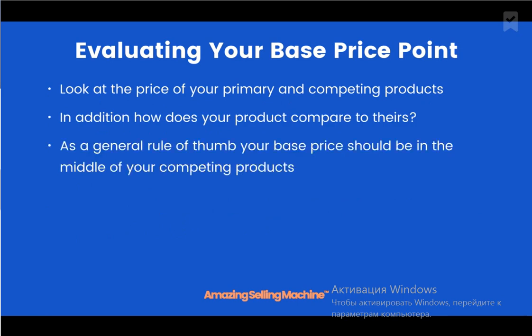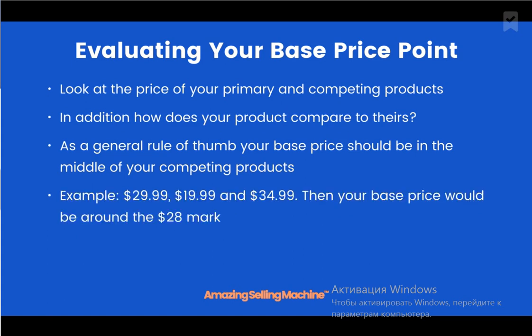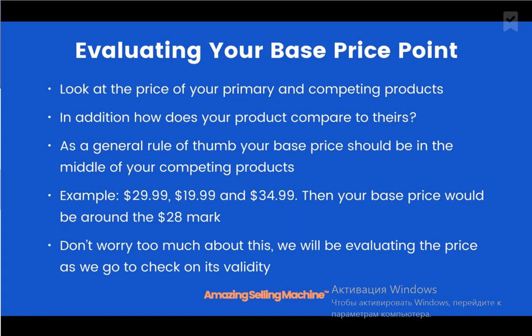As a general rule of thumb, your base price should be in the middle of your competing products. However, if your product is far superior to theirs, if you've made improvements or additions to it, then you can probably move your base price up. But as an example, if your primary and competing products were $29.99, $19.99 and $34.99, then your base price would be around the 28 mark, which is around the average of the three prices. But don't worry too much about this. We will be evaluating the price as we go to check on its validity.